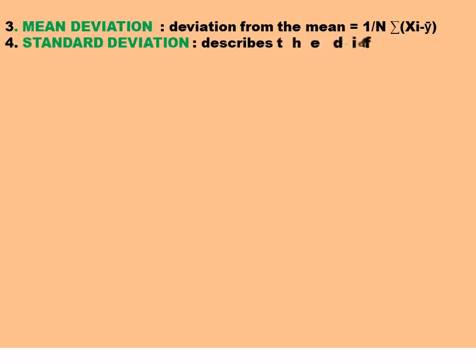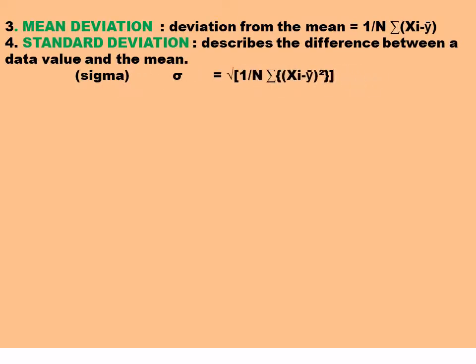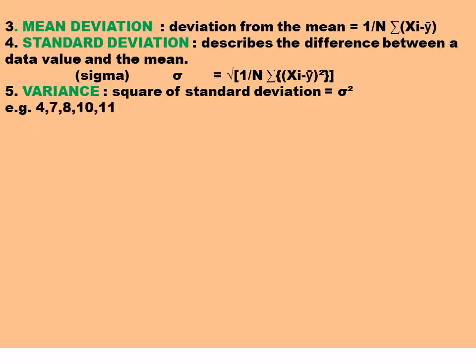The 4th one is standard deviation. It describes the difference between the data value and the mean. I will tell you by an example once I give you the formulas, right? And the 5th one is variance, that is the square of standard deviation. If you square the standard deviation, you will get the variance, right? So let's see by an example.